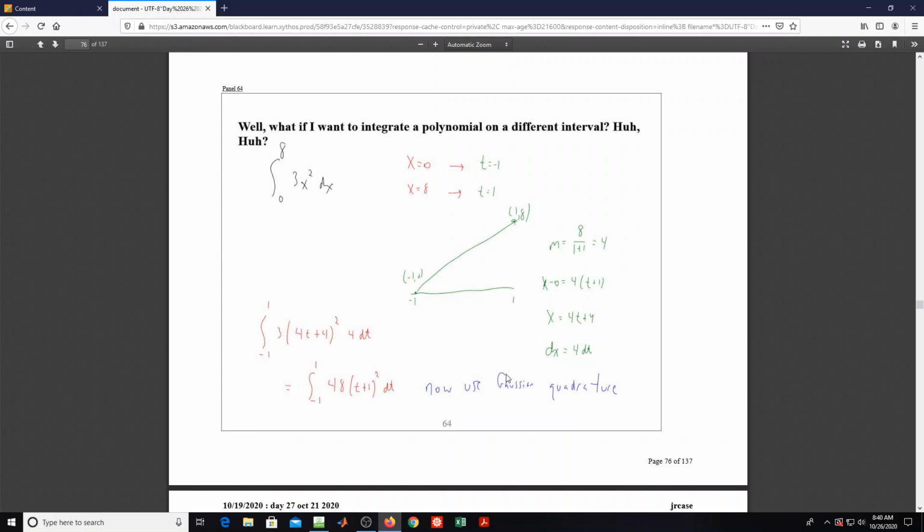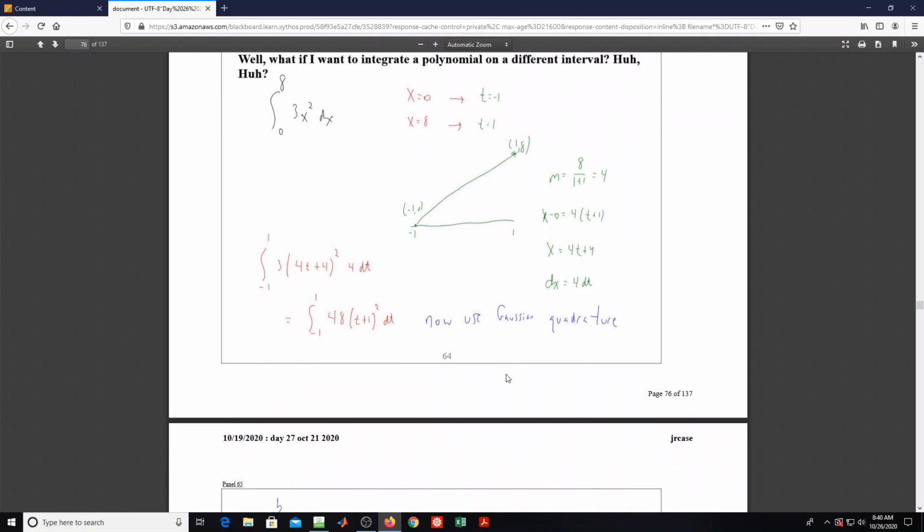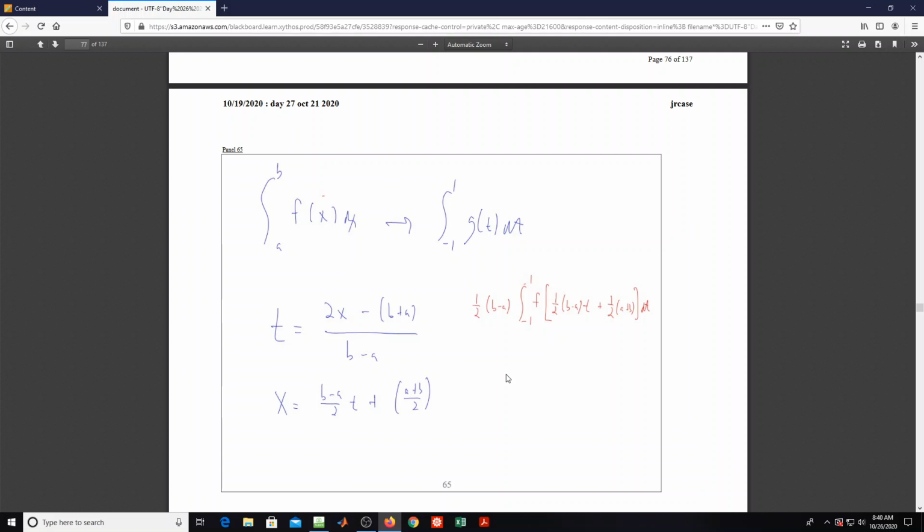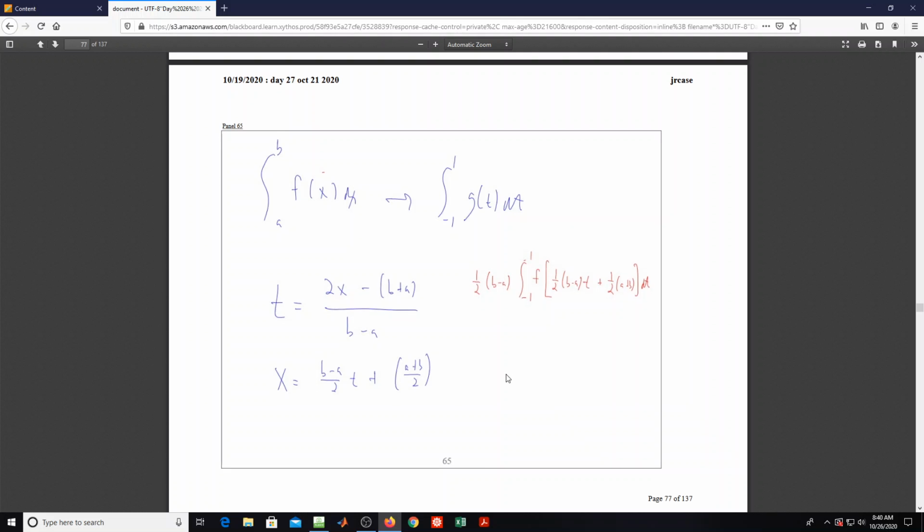So again, it's a calculus 2 idea, just a little bit extended. Calculus 1 idea? Definitely a calculus 3 important use of that. So that's the formula that you can use. What your values are in terms of x: 2x minus b plus a over b minus a, and then you substitute this in for x, and then you just have to put b minus a over 2 in for dt.